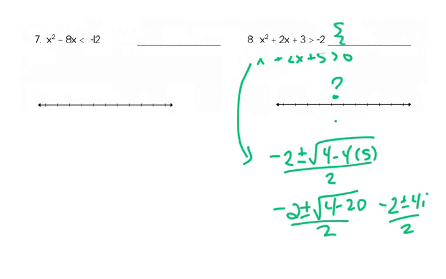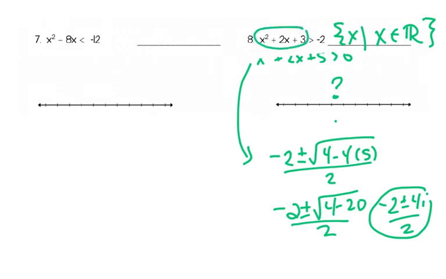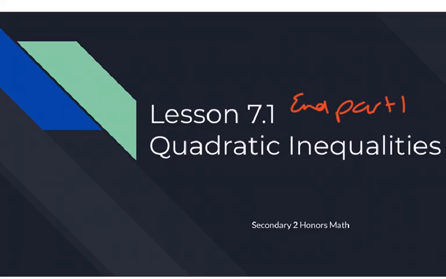So we're going to say x such that x is an element of the real numbers, or you could say an interval if you wanted to, but it did say set notation, so I'm going to write that. So when you solve it and you get imaginary numbers, you have to go back and check and see, is that always going to be true or not? So is this part always greater than negative 2? Okay, we're going to continue the rest of this lesson in the next video.